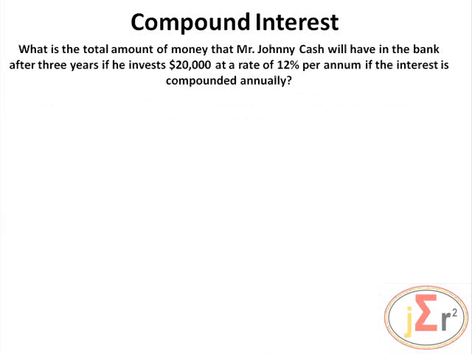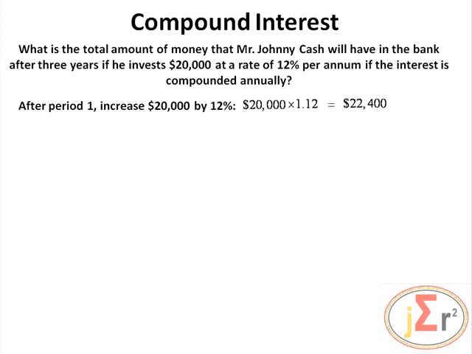That is our same problem with Mr. Johnny Cash, and let us see what happens. After period 1, increase $20,000 by 12%. Do not forget how to do this the short way. How do we do that? Increase by 12%, 112% divided by 100 is 1.12. Multiply by 1.12, and that is your answer.